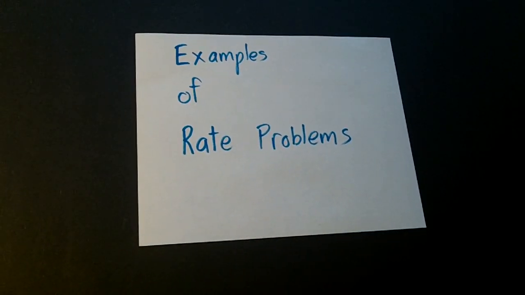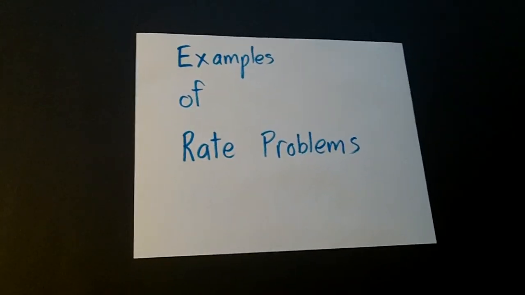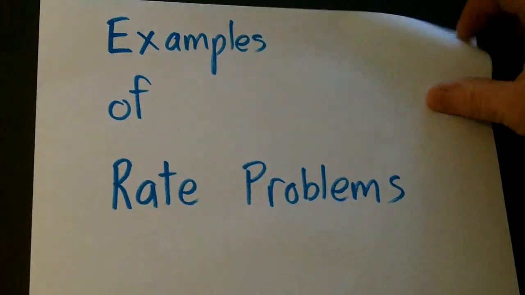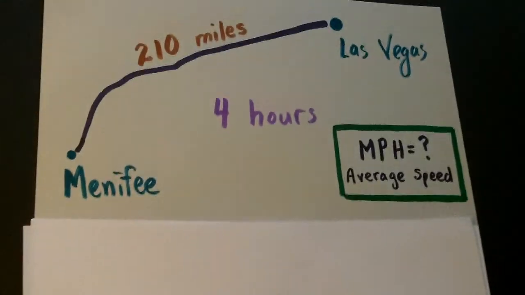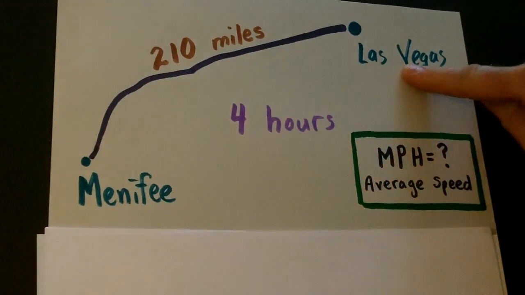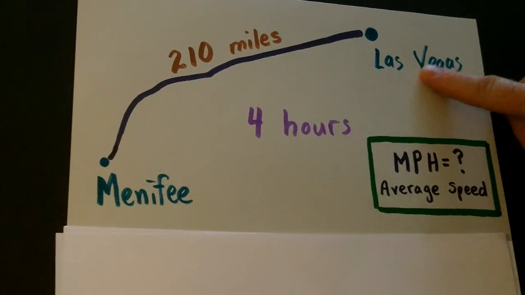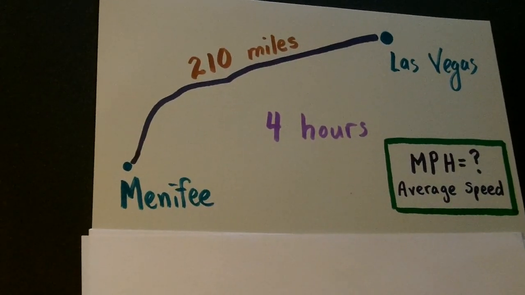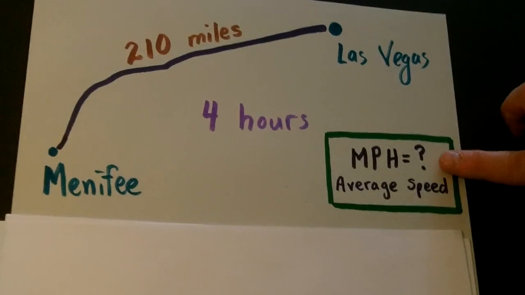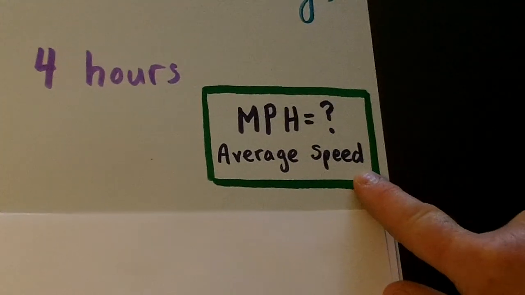Okay, today's lesson will be examples of rate problems. Okay, now here's our first problem. We're going to travel from Menifee to Las Vegas. Let's say it's 210 miles and it takes us 4 hours. Well, what we want to know is, what was our average speed?